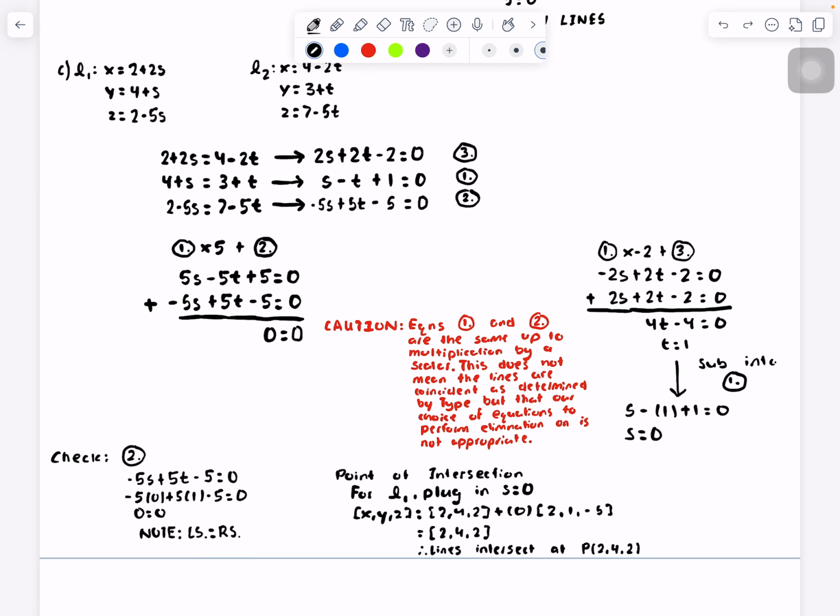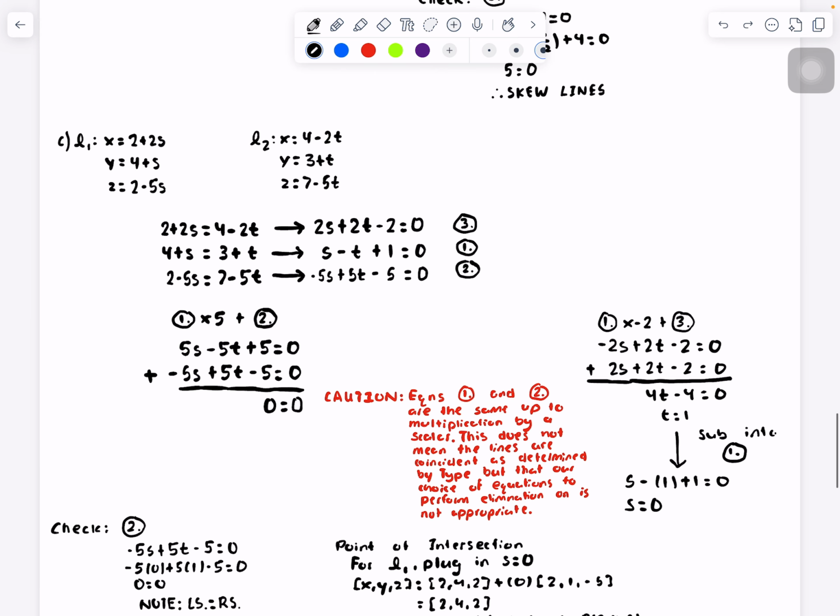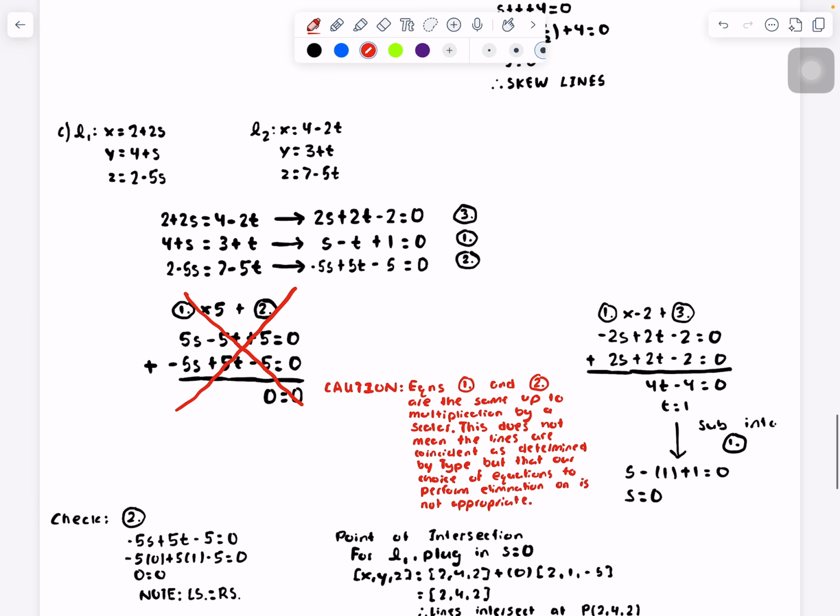But our choice of equations to perform elimination on is not appropriate. So I cannot choose 1 and 2 to do elimination with. This technically would not be adequate enough to give us the correct information. So I'm forced to choose equation 3 to do elimination with. 1 and 3.